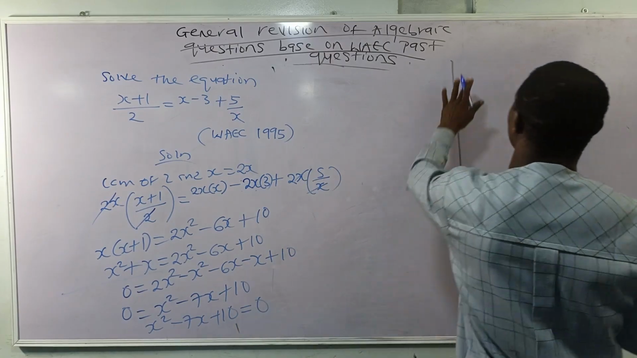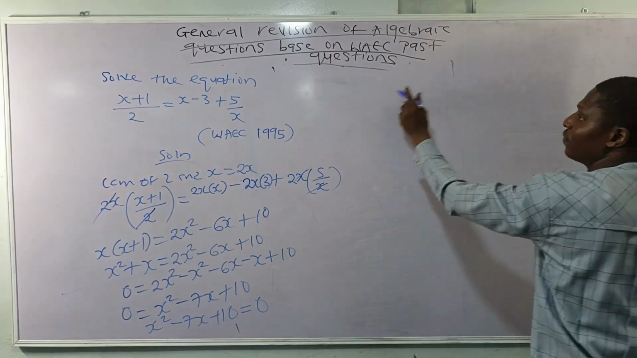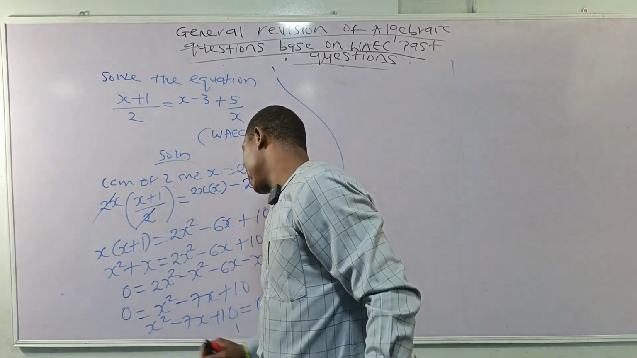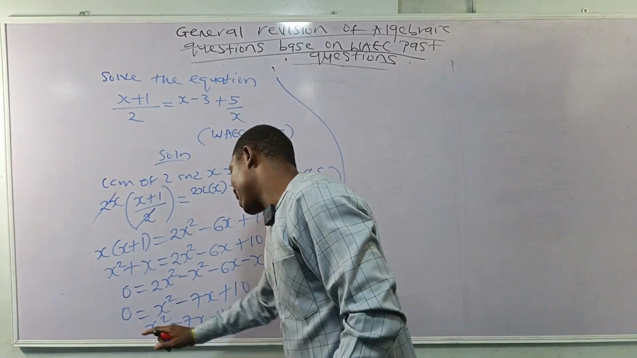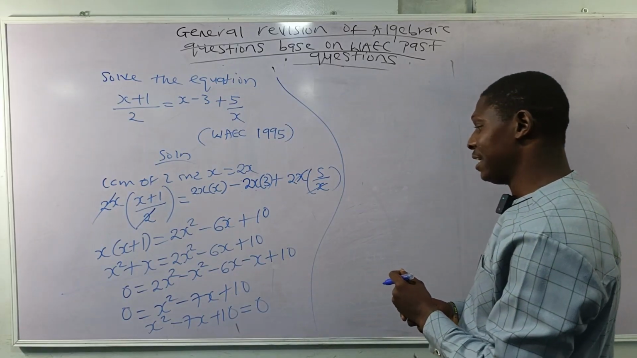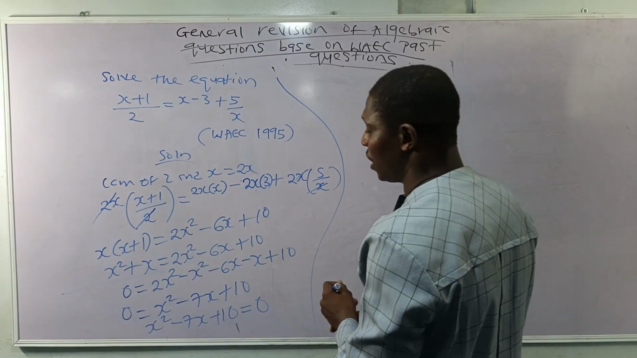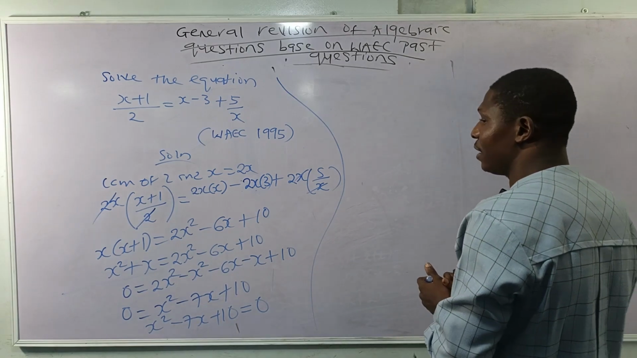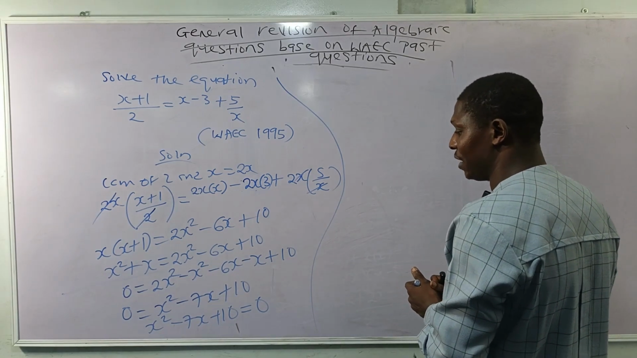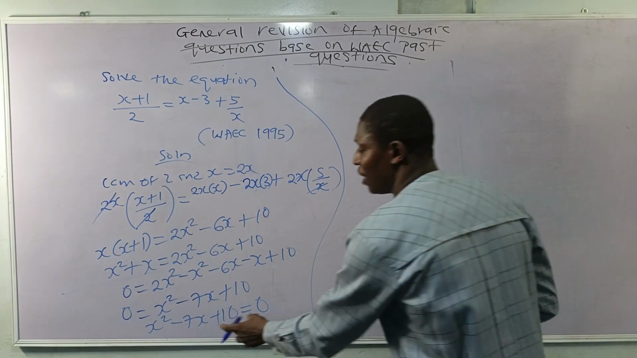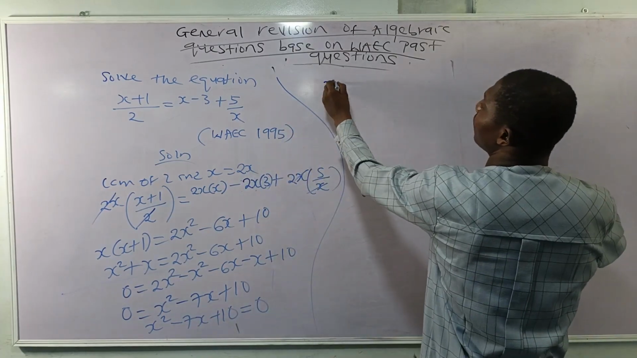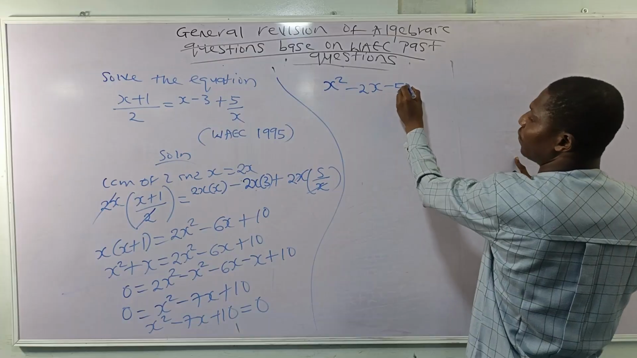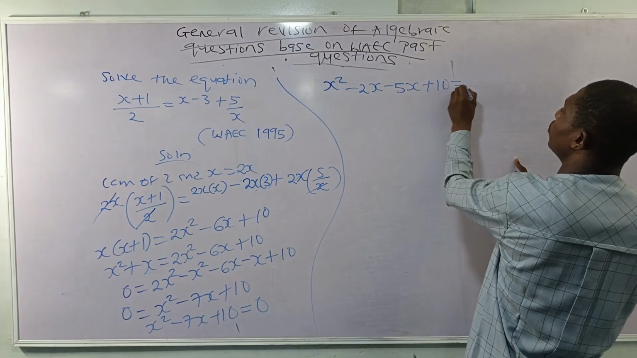Now, I'll try to factorize that equation. We have 10 and 1 here, which is 10 times 1 as product, which is 10. And 10 and 1 cannot give us negative 7. But we know that for 10, I can also use 2 times 5 to have 10, and minus 2 minus 5 will give me minus 7. So I have x squared minus 2x minus 5x plus 10 equal to 0.